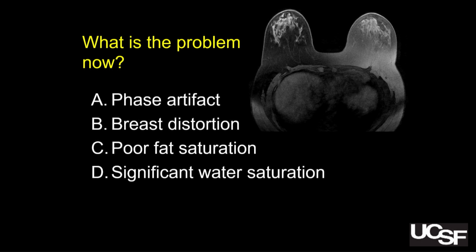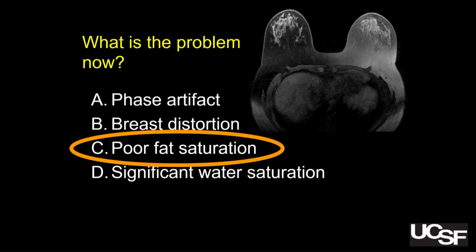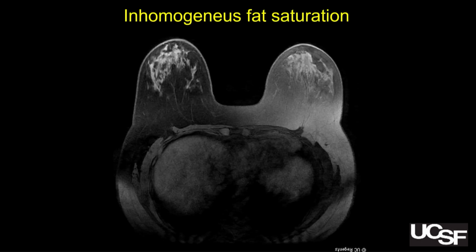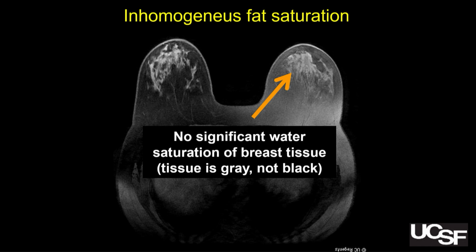Poor fat saturation, yes. Significant water saturation, no. So it's just poor fat saturation. We don't love that either, but you live with it sometimes. So inhomogeneity of the fat saturation. The tissue itself, though, is okay. So it's gray, not black. You can read through this.